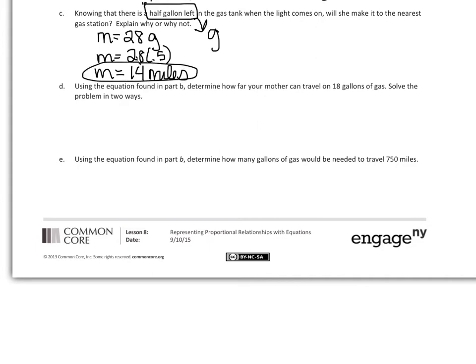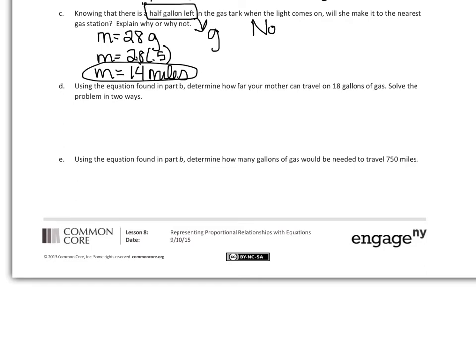The other way to think about it is, if every gallon allows me to travel 28 miles, and I only have half of that, then I can only travel half as far. So half as far of 28 would be 14 miles. And my gas station, the closest one, is 26 miles. So no, she's not going to have enough gas.